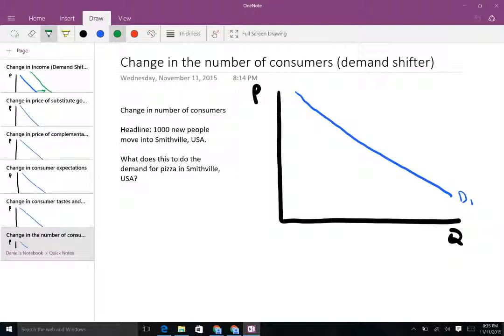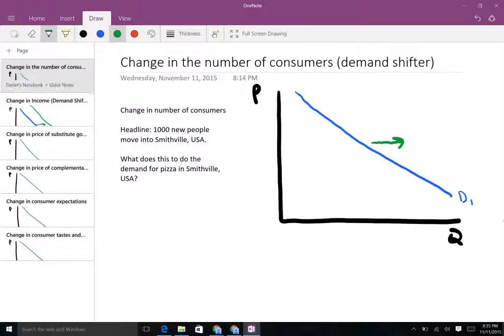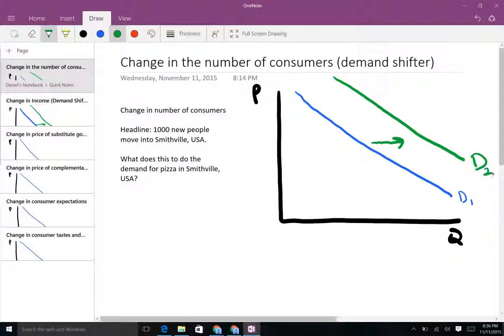Well, since we have 1,000 new people who at some point will want pizza, they're going to be buying more pizza. That's going to increase the demand for pizza. An increase in demand is going to shift the curve to the right. And we're going to draw it like that. So the demand curve shifts to the right. Demand increases.